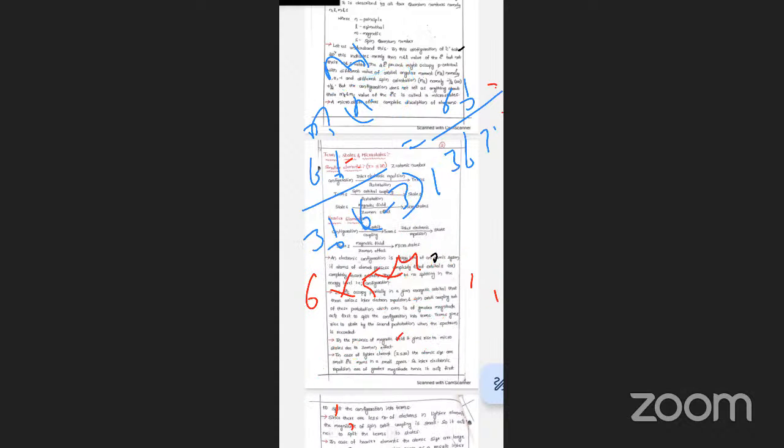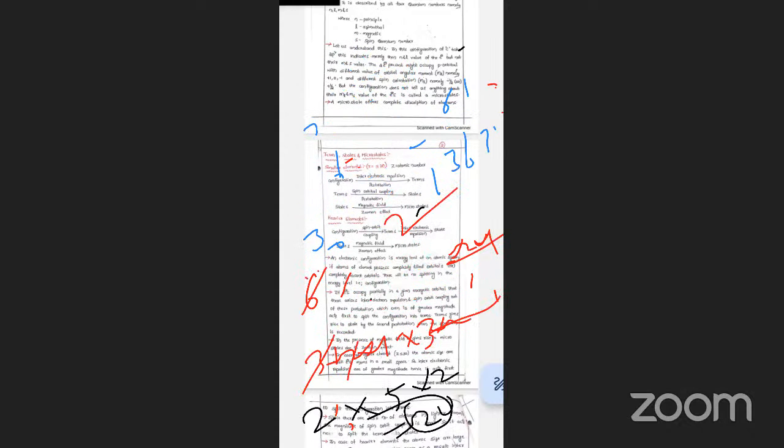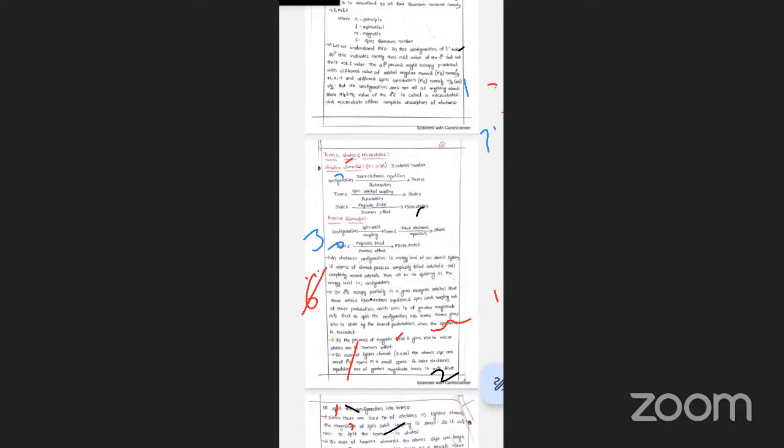20 microstates are there. Means in the P3 configuration, how many microstates are there? 20 microstates. What is the meaning of that? The p orbital contains 3 electrons. How many microstates are there? 20 microstates. I will show that. We can put another slide.